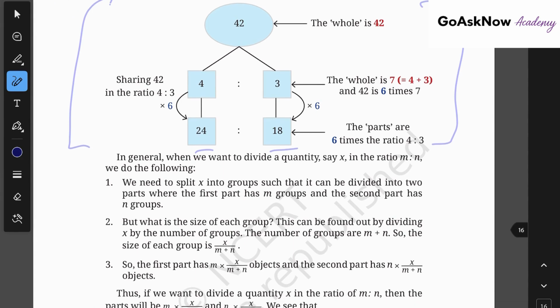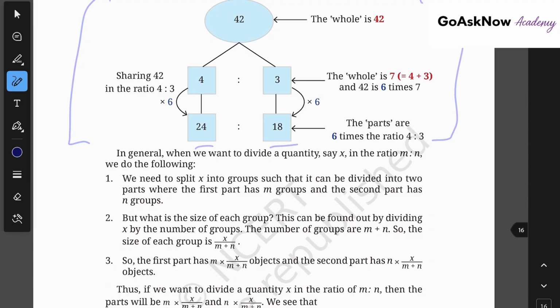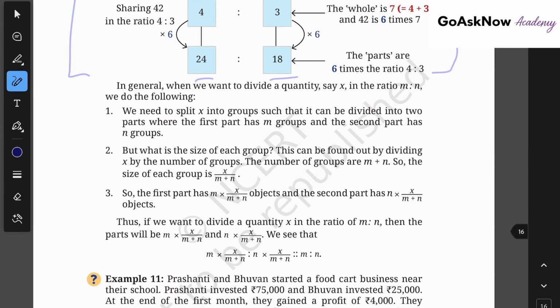In general, you want to divide a quantity, say x, in the ratio m to n. We do the following. We split x into 2 parts, where the first part has m groups and the second part has n groups. But what is the size of each group? This can be found by dividing x by the number of groups. The number of groups is m plus n, so the size of each group is x over m plus n. The first part is m times x over m plus n, and the second part is n times x over m plus n. Thus, if you want to divide a quantity x in the ratio of m to n, then the parts will be as follows.